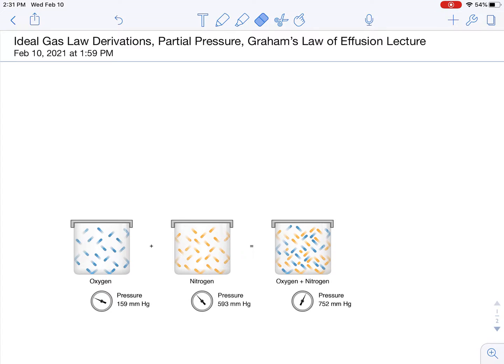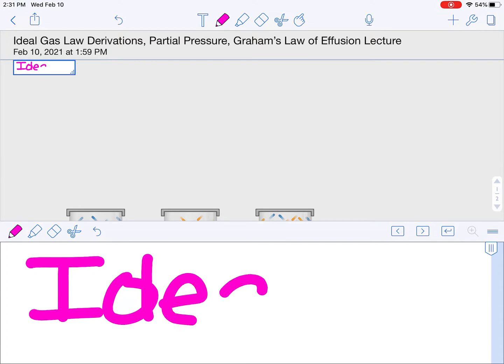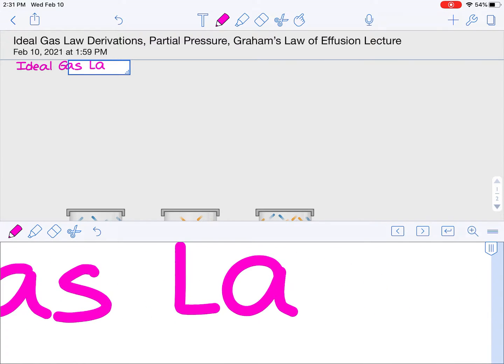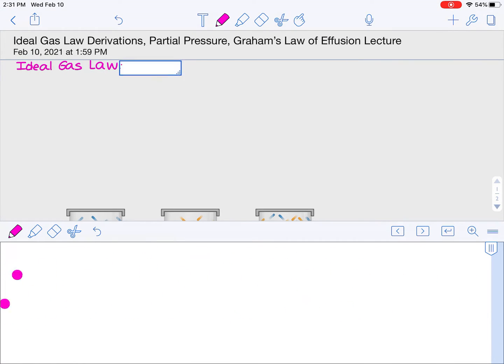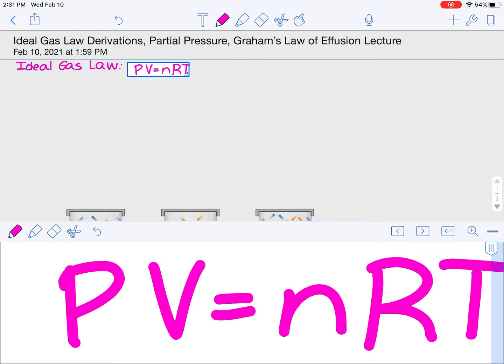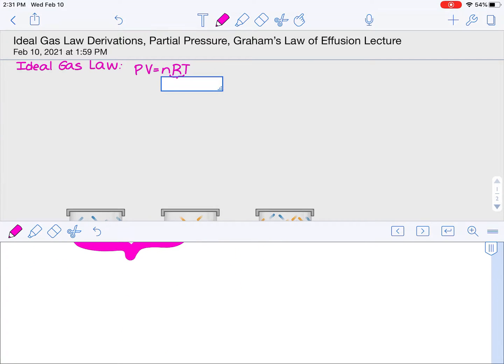Hi, today we're going to learn about more math involving gases, where we're talking about the ideal gas law derivations, partial pressure, and Graham's law of effusion. Last class, we did a lab where we only measured the gas under one condition. And we learned from that the ideal gas law is what we would use as opposed to that of the combined gas law, which was PV equals nRT.